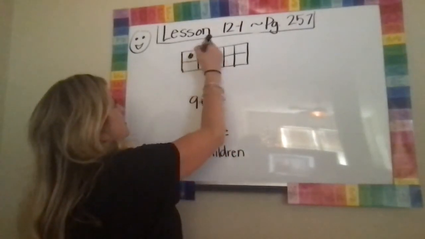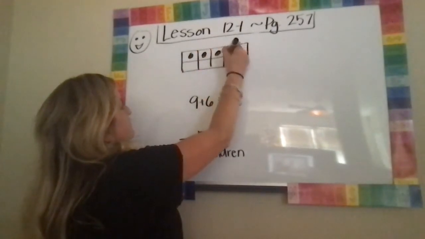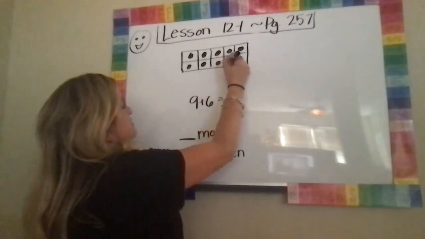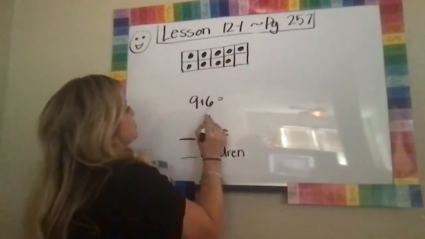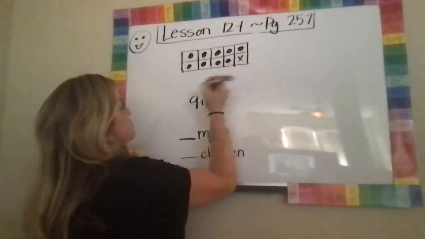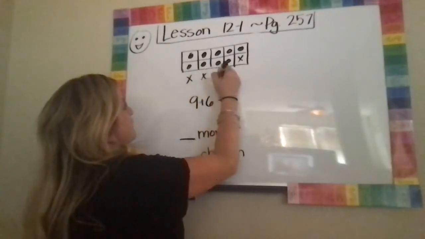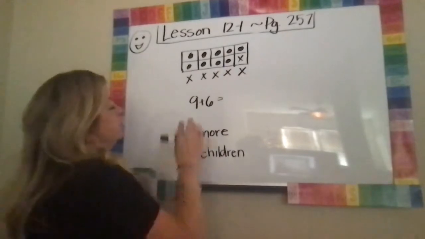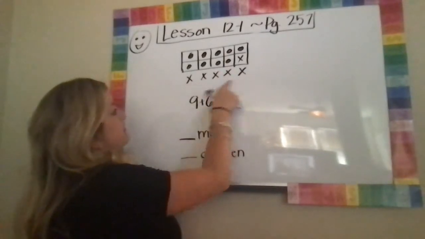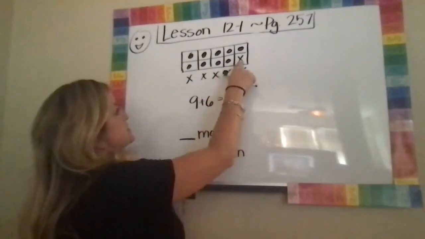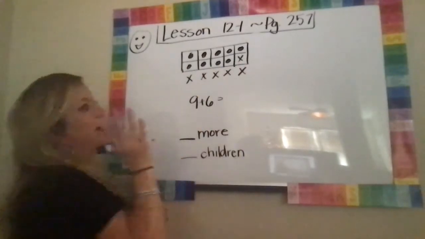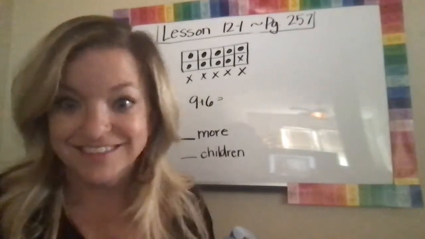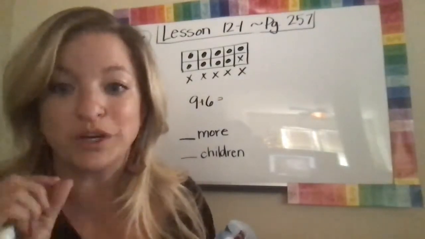So 1, 2, 3, 4, 5, 6, 7, 8, 9. Now I'm gonna draw 6 X's. 1, these are the other kids. 2, 3, 4, 5, 6. So I only have 1, 2, 3, 4, 5 on the outside, but I drew 6. 1's just hiding up there in the tens frame because I made 10. I say make, you say 10. Make. Yes, you are going to make 10.